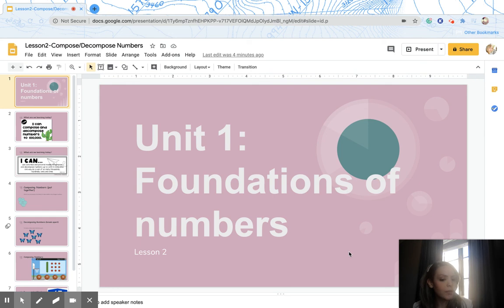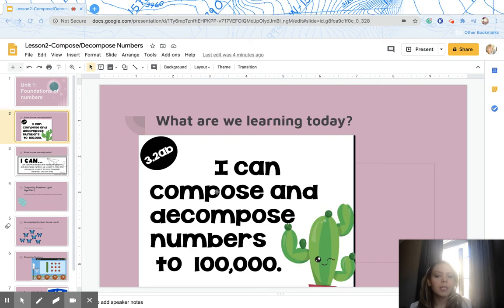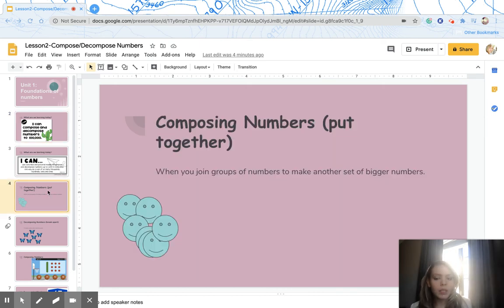Today is our second lesson, and we're going to talk about, again, foundations of numbers, and more specifically, we're going to decompose and compose numbers. So what does that mean? Let's go ahead and get started. On our first slide, this is what we're going to be doing today: I can compose and decompose numbers. This is what we're going to learn about. Let's learn what composing numbers actually means.